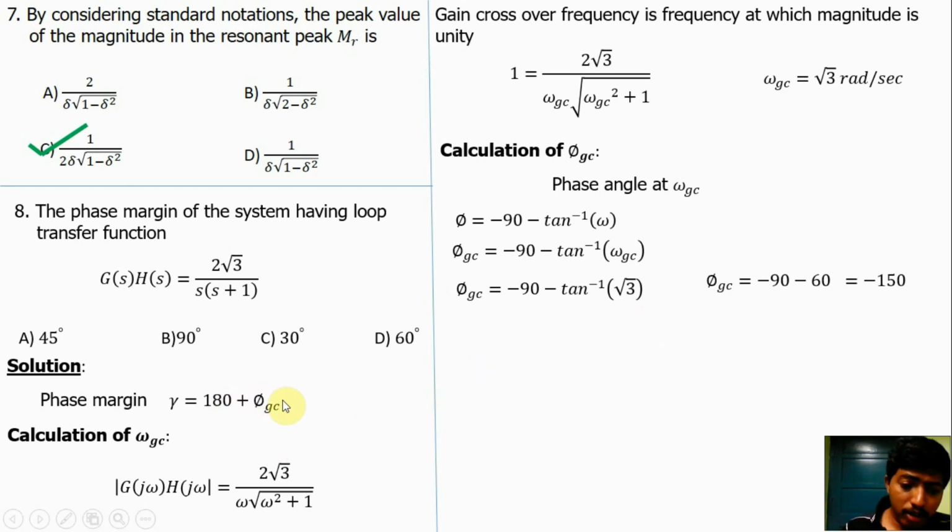The φGC value is known. Now we can find the phase margin. Phase margin γ is equal to 180 plus φGC. So we will get the answer as 30 degrees. So option C is correct.